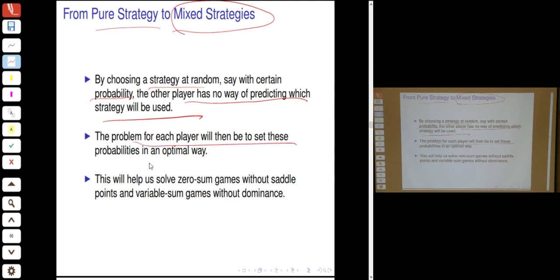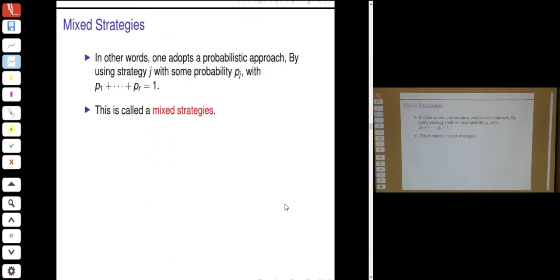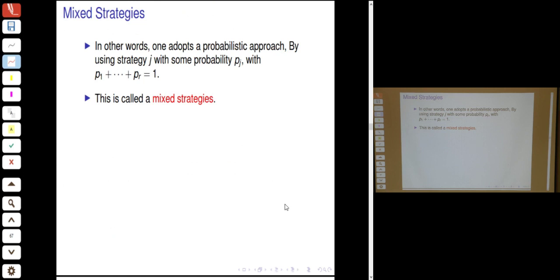The problem now reduces to how you optimally choose the probabilities with which you will pick the different strategies at any turn of the game. This will help solve zero-sum games without saddle points and variable-sum games without dominance. In mixed strategies, one adopts a probabilistic approach, as we already discussed, by using strategy j with probability Pj, and the Pj's must all sum up to 1 because it's a probability distribution. This is called mixed strategies.